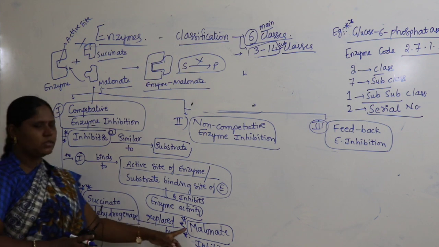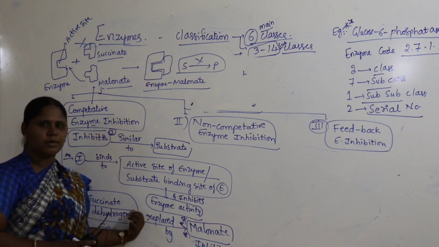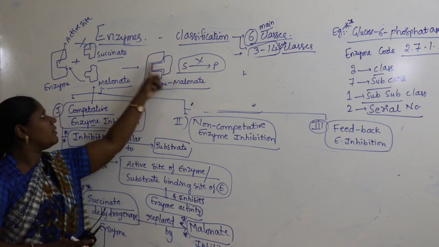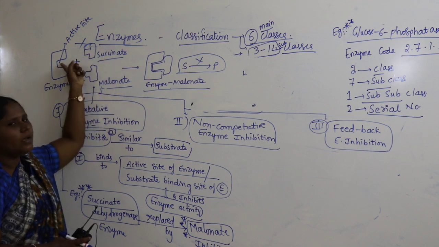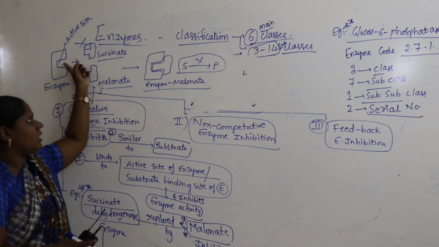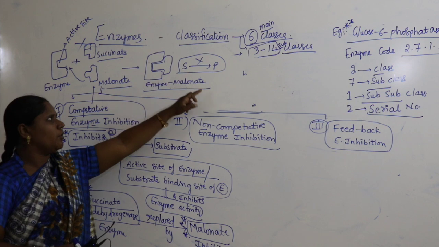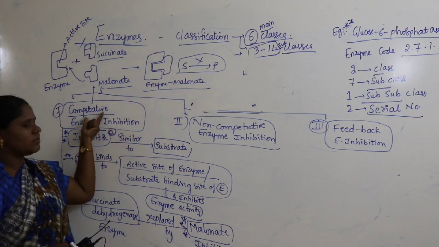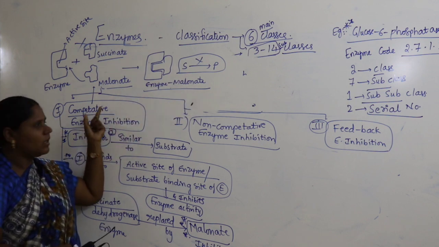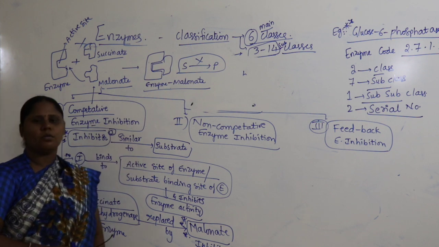Succinate exactly looks similar to malonate. Succinate is replaced by malonate. Now the substrate will not get an opportunity to combine with the active site or binding site of the enzyme. So there is no conversion of substrate into product. It inhibits the reaction. That's why it's called competitive enzyme inhibition. I hope all of you got it.